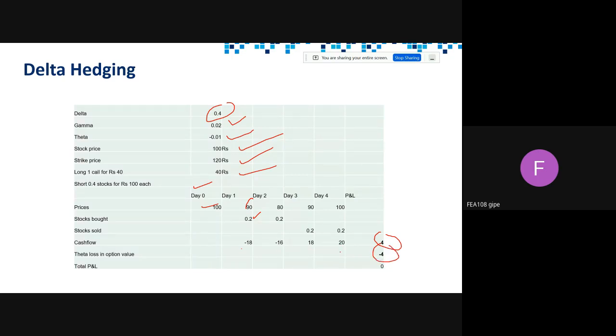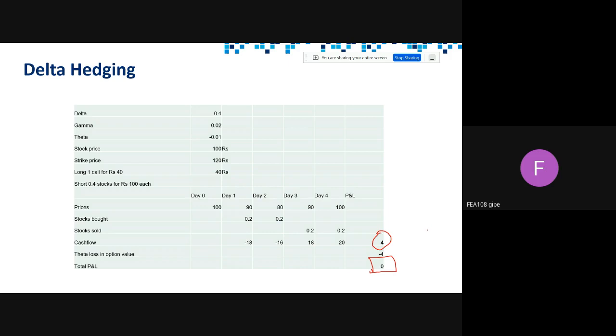So what happens in the theta loss, right? Theta across 4 days is 0.01 per day. So 4 into 0.01, how much are you going to lose? Minus 0.04. But it's 100 rupees, so you are going to lose a net of minus 4. Now, because of this delta hedging business, you are gaining 4. So your net loss is actually 0. That's what it is.